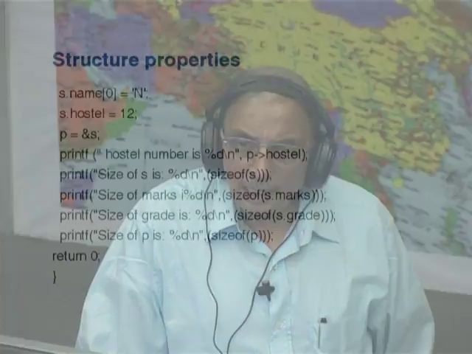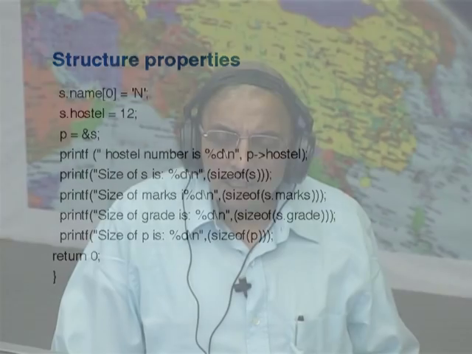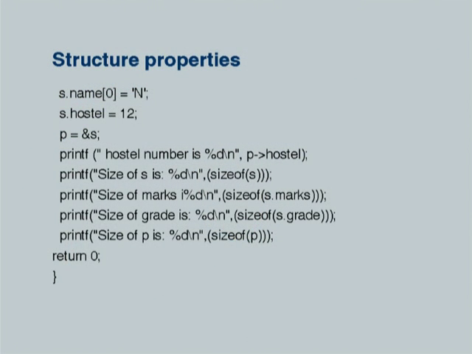Since name is a character array, S dot name becomes the character array belonging to the structure variable S, and this can be treated as a character array anywhere in my program. Similarly, hostel is an integer number. S dot hostel happens to be the hostel number that will get assigned to the element hostel of S. I can say P equal to AND S.